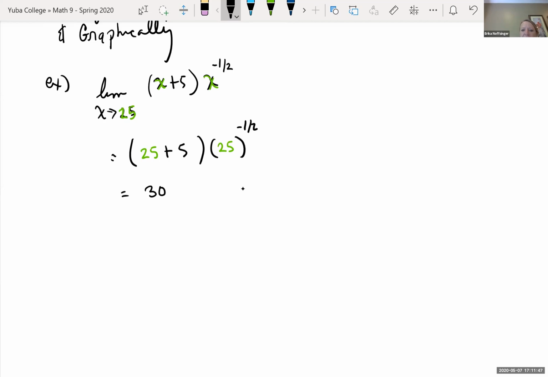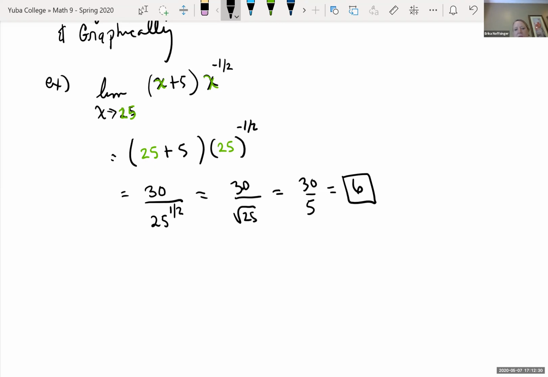This 25 to the negative 1/2 power, I can make positive by bringing that 25 down into the denominator. So this is the same thing as 1 over 25 raised to the 1/2. So here we have 30 all over something raised to the 1/2 power, which we can rewrite as a radical, the square root of 25. So we have 30 over 5, which equals 6. If we can plug in the number and get some value back like that, then we're done.